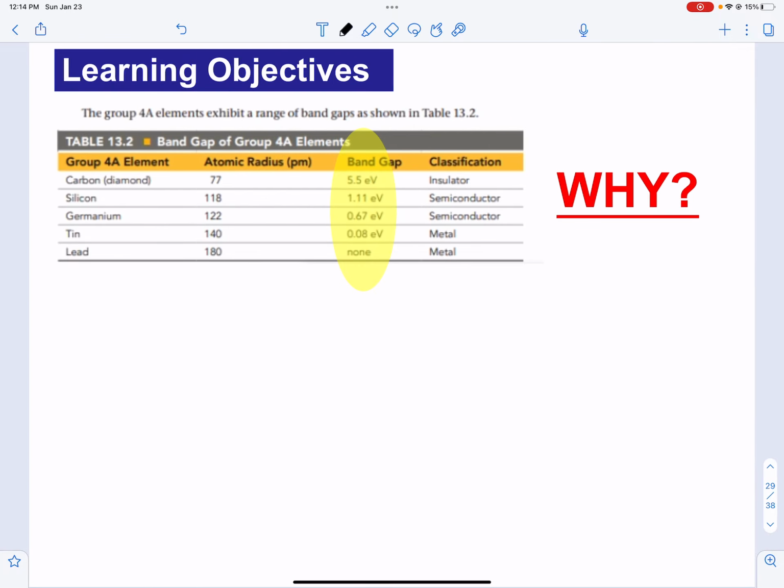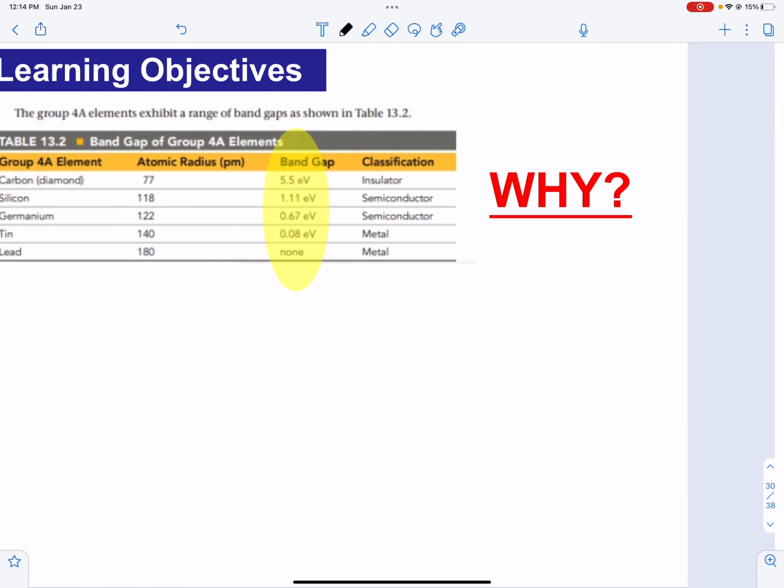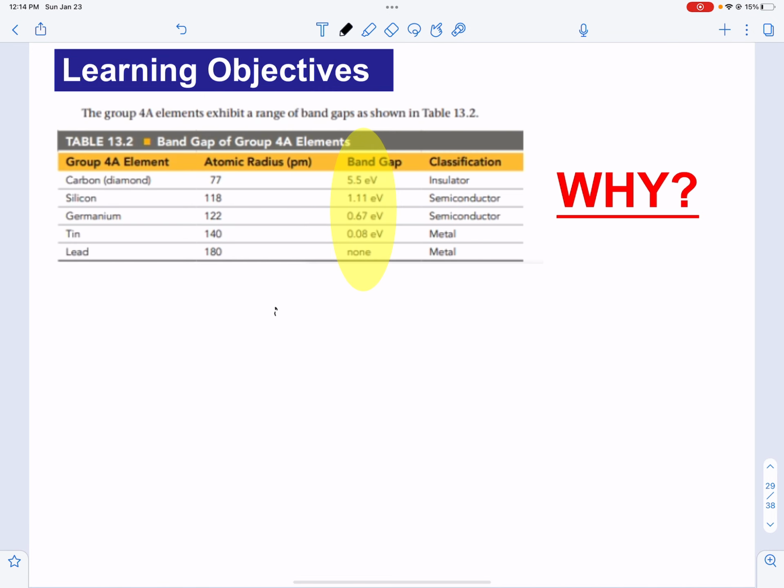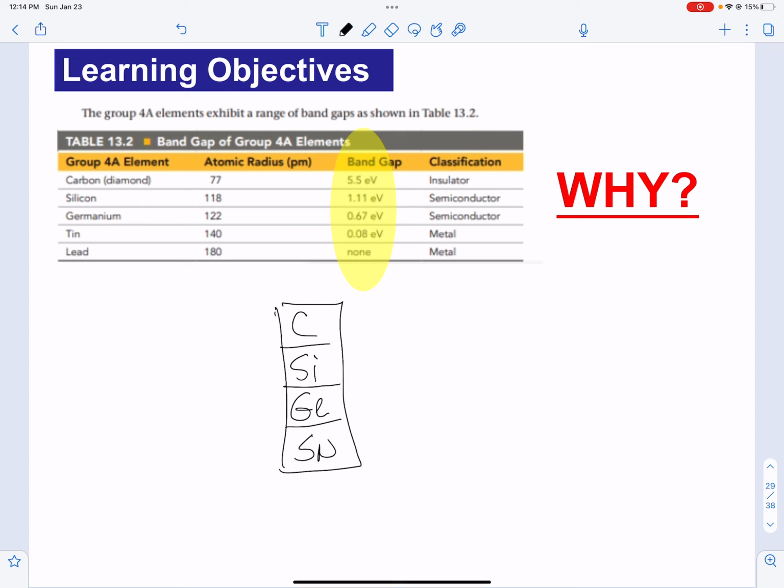So why these numbers? Where are these numbers coming from? Why is carbon bigger than silicon? And the answer will be as follows. When we look into the periodic table and we look at group 4, you're going to have carbon, silicon, germanium, tin, and those are the ones we're going to focus on.